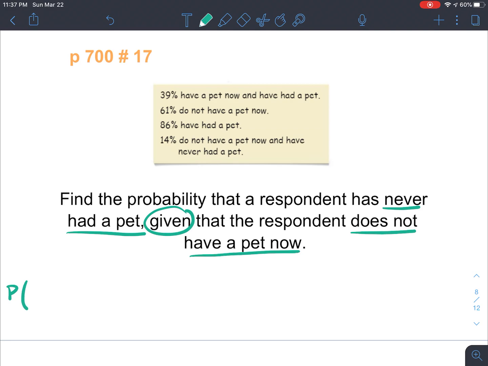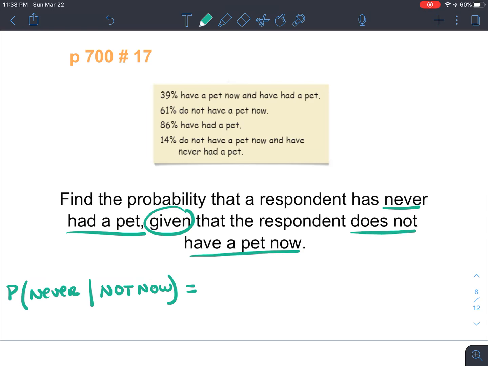So how do we write this as a probability statement? Well, the probability of what may happen, which is never had a pet, given that they do not have a pet now.